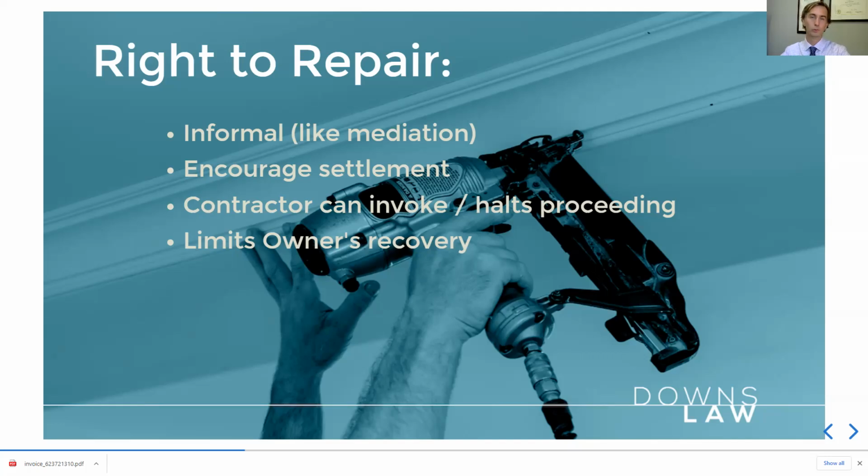It also precludes the owner from recovering any attorney's fees. So it really has a lot of teeth to it, in that so long as you take the repair request seriously and you propose a serious response, then the owner should seriously consider that. And if they don't, there are repercussions in their doing so. So that's just kind of a brief overview of the Right to Repair Act in Georgia.